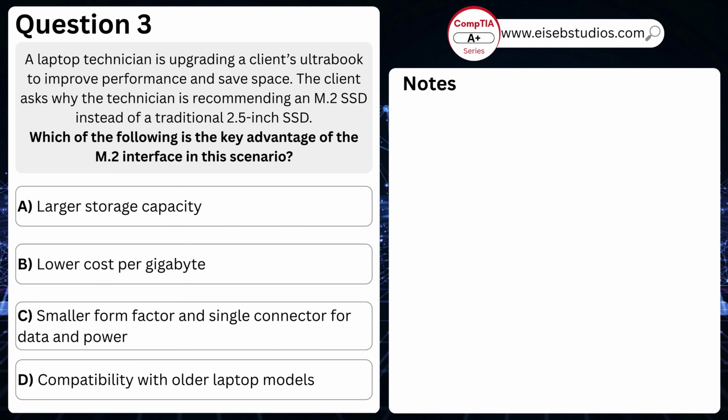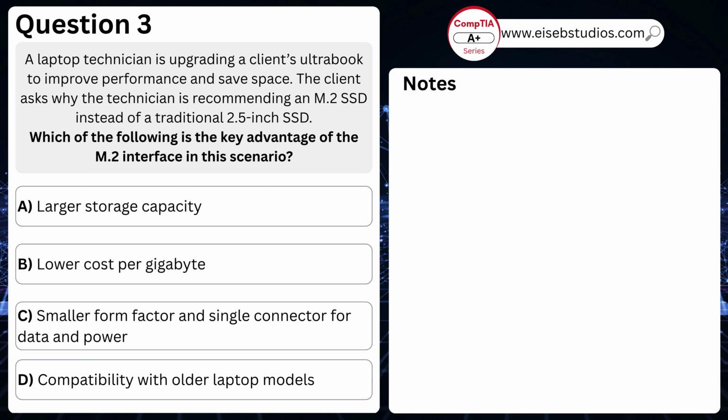Question 3. A laptop technician is upgrading a client's Ultrabook to improve performance and save space. The client asks why the technician is recommending an M.2 SSD instead of a traditional 2.5-inch SSD. Which of the following is the key advantage of the M.2 interface in this scenario? Is it A. Larger storage capacity, B. Lower cost per gigabyte, C. Smaller form factor and single connector for data and power, or is it D. Compatibility with older laptop models?